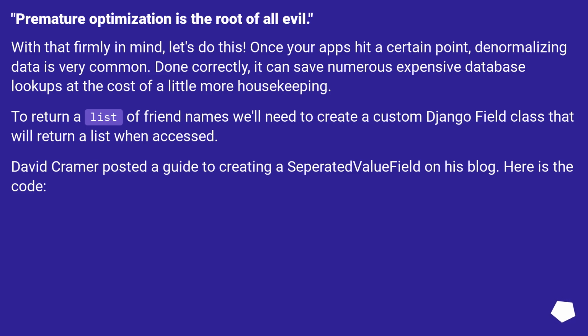To return a list of friend names, we'll need to create a custom Django field class that will return a list when accessed. David Kramer posted a guide to creating a separated value field on his blog. Here is the code.